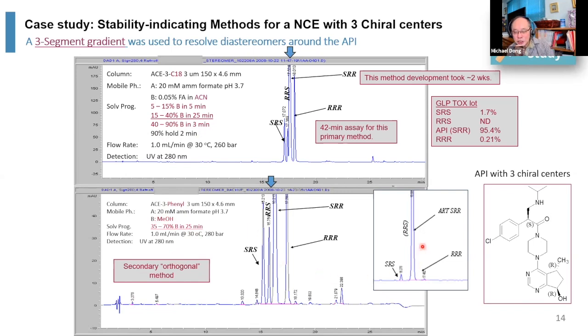Here is the GLP tox lot, right? So it's the good laboratory practices toxicology lot, right, which shows you it's very pure. I have a little bit of diastereomers.